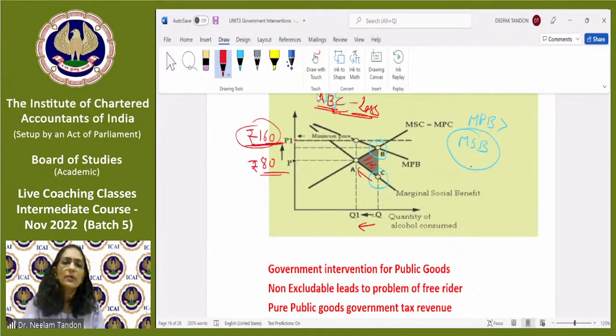So alcohol, number one, is a demerit good. Number two, the one who consumes derives higher, so-called higher, benefit than the impact on society. To overcome this loss, government will go for fixing a minimum price, and because of this minimum price, the quantity consumption of alcohol will reduce. So that's the concept.